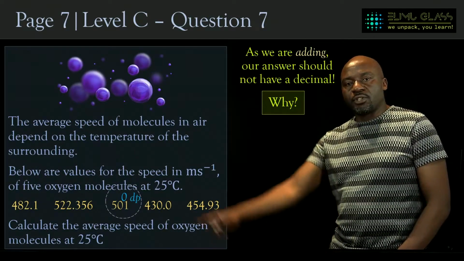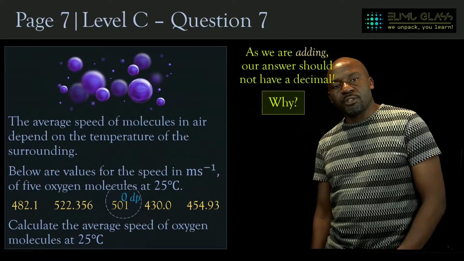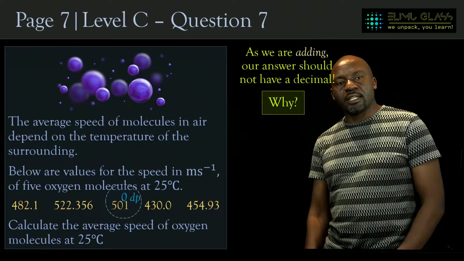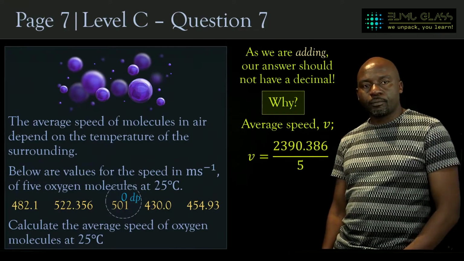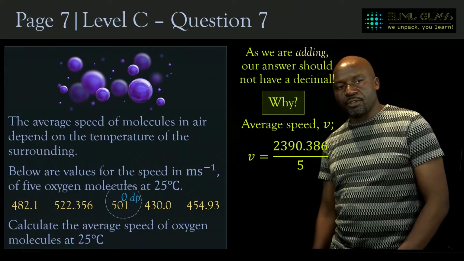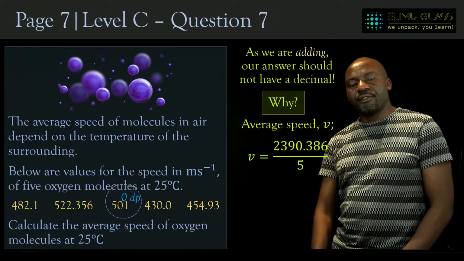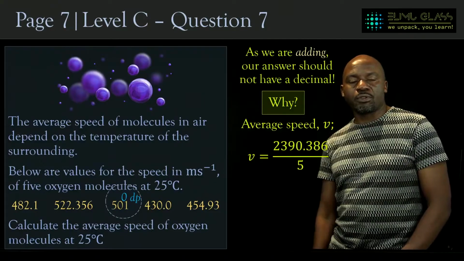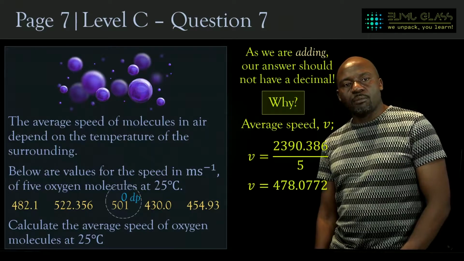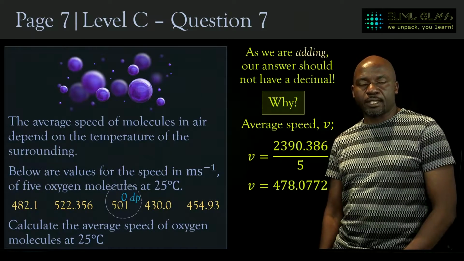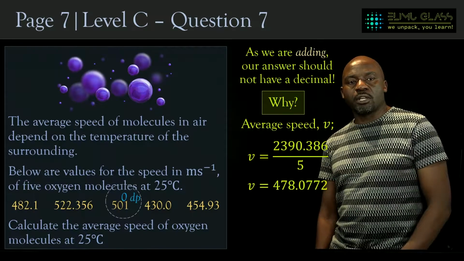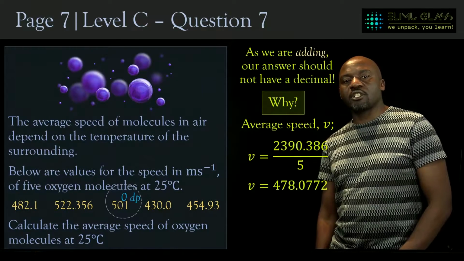So the next thing we have to do is just to add them. I've done that on my calculator. Please check by doing the same addition on your calculator. And so what I find is that the average V is, the numerator there is the sum of all those velocities. Please check that that is the answer. And then we divide by 5 because we have 5 molecules. You know how to find an average. When I do that calculation, I get 478.0772 meters per second. So this is the average velocity or the average speed of an oxygen molecule in space, at 25 degrees Celsius.